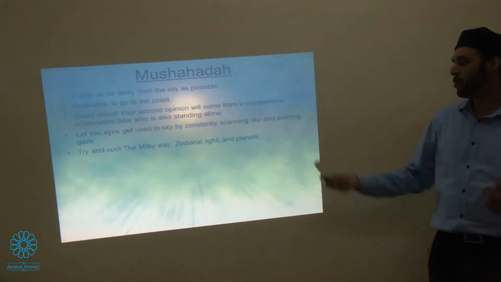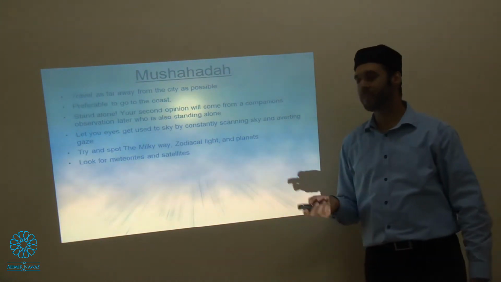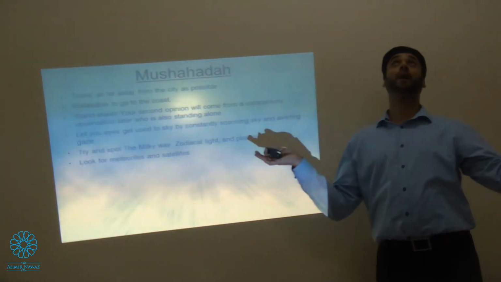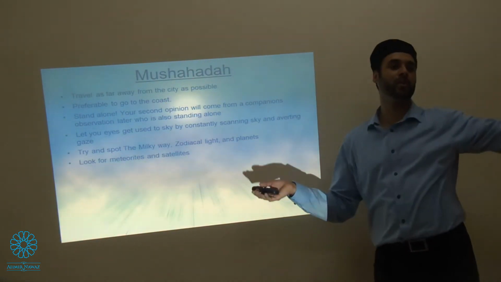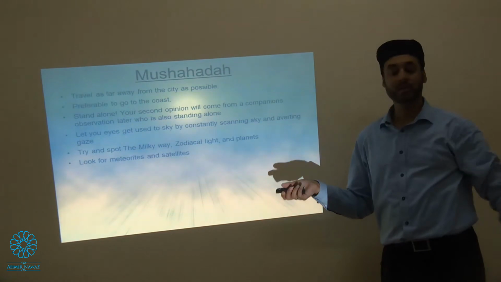So try and spot the Milky Way, zodiacal light and planets. Look for meteorites and look for satellites. It's possible. I've seen them. You lie back on the grass, look up into the sky, and you'll see the odd stellar dust hit the upper atmosphere and burn up. And you can see satellites as well.